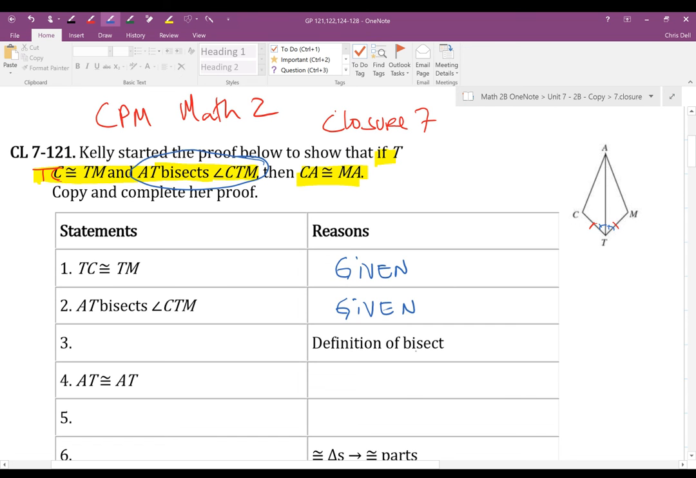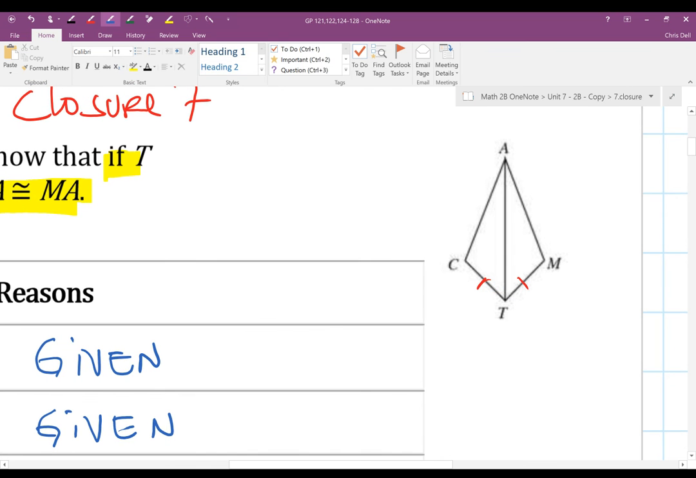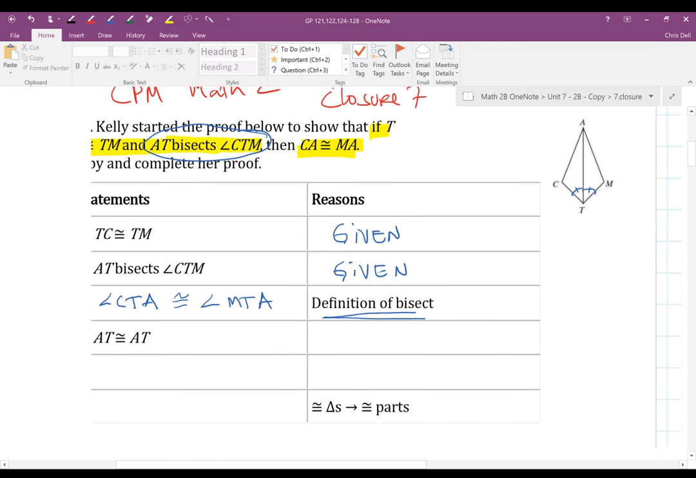What does it say? Definition of bisect. If my reason is definition of bisect, I need to establish that these two angles are congruent. So we would say angle CTA is congruent to angle MTA. I just established, because I have an angle bisector, that this angle is congruent to that angle, and that's the definition of bisect.